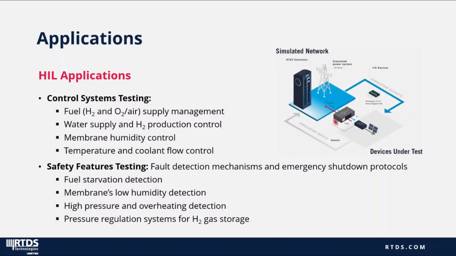On the safety side, our models can help to test and validate fault detection and emergency shutdown protocols. These models can simulate conditions such as fuel starvation and low membrane moisture to verify that safety system can detect and respond appropriately to those situations. Users can evaluate safety mechanism under extreme conditions such as overpressure and overheating conditions. Then they can observe their shutdown protocols. This model can also be used to validate pressure regulation system for hydrogen gas storage, which is critical for maintaining safety and efficiency in storage and distribution.